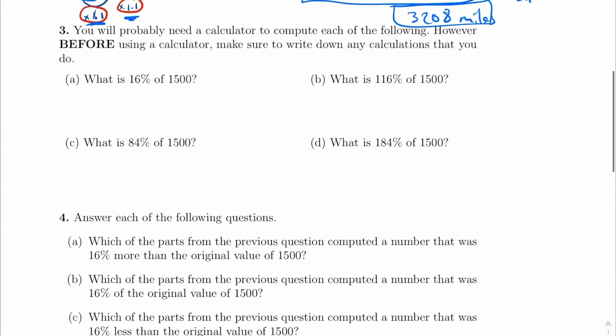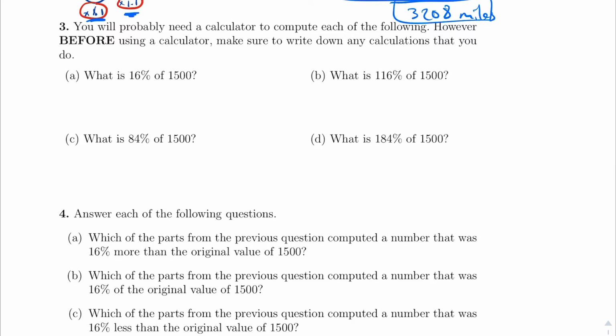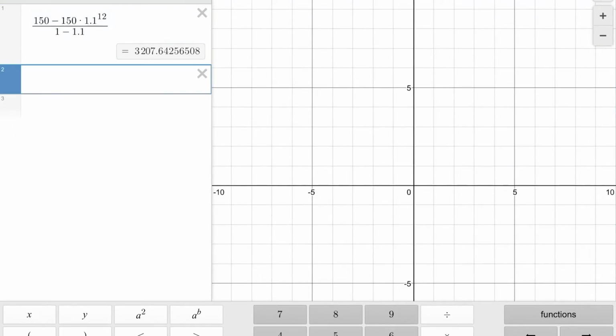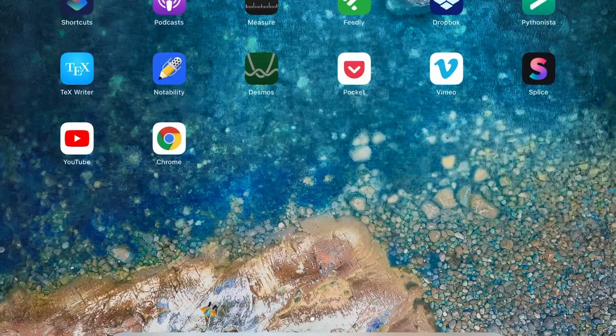You'll probably need a calculator to compute each of the following. However, before using a calculator, make sure to write down any calculations that you do. What is 16% of 1,500? So 16% is 16 over 100, which is 0.16. So we're going to do 0.16 times 1,500. You should use your calculator to do that. So we go over to Desmos, 0.16 times 1,500, 240.